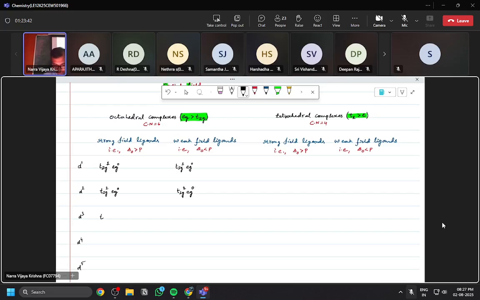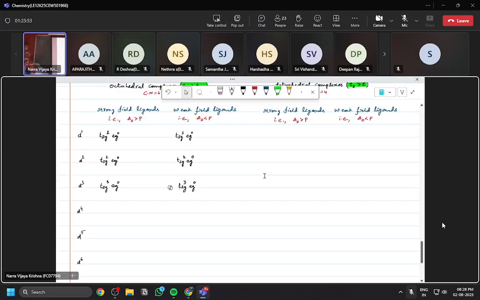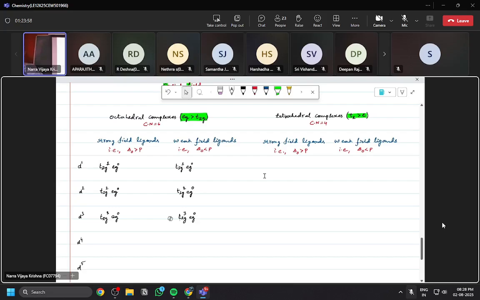Next one. T2G3, EG0. Here also T2G3, EG0. Now the problem starts. D4, the fourth electron. T2 means 3 boxes, and I have filled 1, 1, 1 electron. Now, will the fourth electron pair up or go to the higher orbital? Because the gap is more here and less there: if the gap is less, it goes to the higher orbital; if it is more, it will pair up.